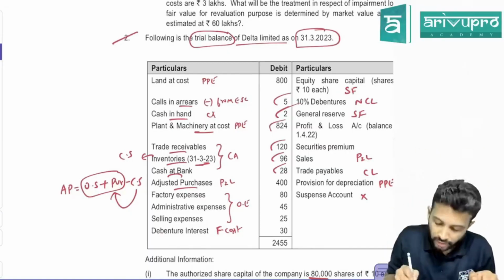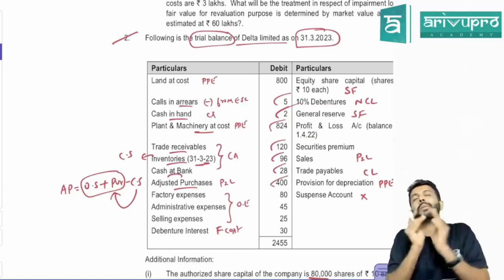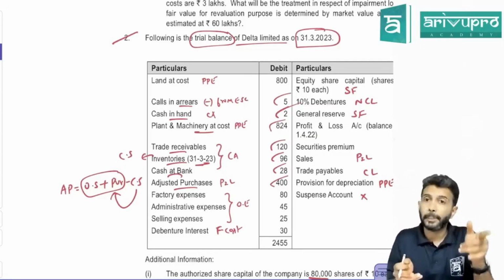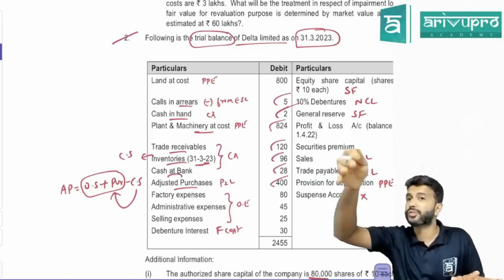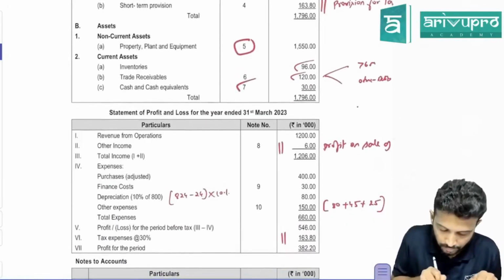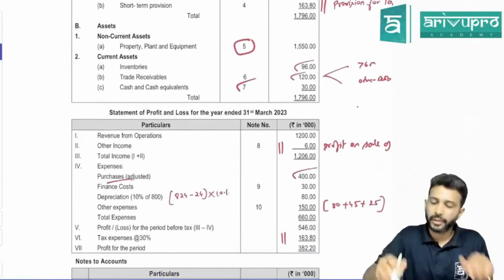Easy? Okay. Purchase is how much, sir? 400. Where will purchase come? In balance sheet or P&L? P&L. In P&L, you have a category called purchase of stock in trade. Show it there only. So how much is that purchase? In P&L, are you able to see purchases adjusted 400? Yeah, that's what we have shown.